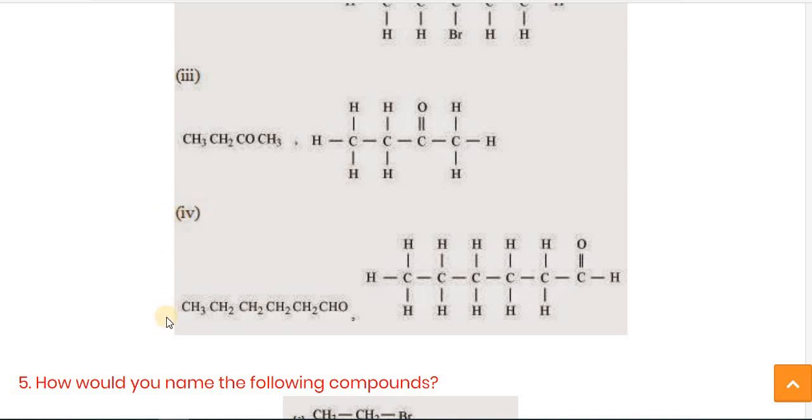And the last one, hexanal. Hexa means 6 carbons, and the al suffix is used for the aldehyde group, the CHO group. Here you can see 1, 2, 3, 4, 5, 6 carbons with hydrogens, and along with that the CHO group is attached. So the name becomes hexanal.